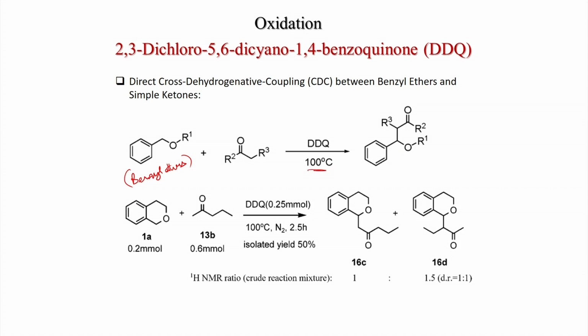Suppose you do this reaction with chroman and 2-butanone, 3 equivalents, and DDQ, in anhydrous condition, 100 degree centigrade, nitrogen atmosphere, 2.5 hours, isolated at 50%, you get a mixture of product. So, ketone, 2 positions are there, this is primary, this is secondary. Here it has been found the secondary product is more, in a 1.5 to 1 ratio. But the main thing is that C-C bond formation happens. So, that is why this is also called cross dehydrogenative coupling.